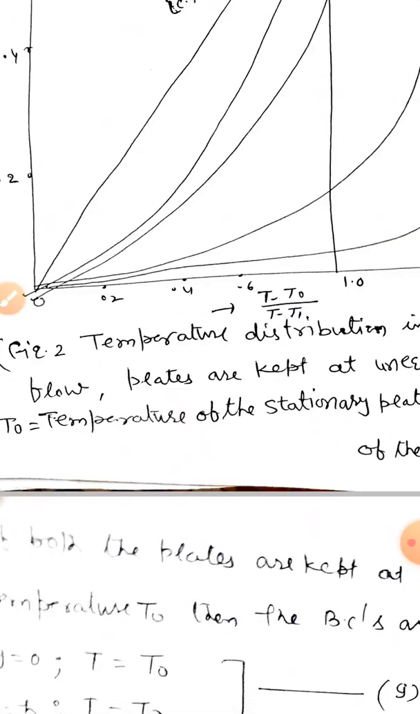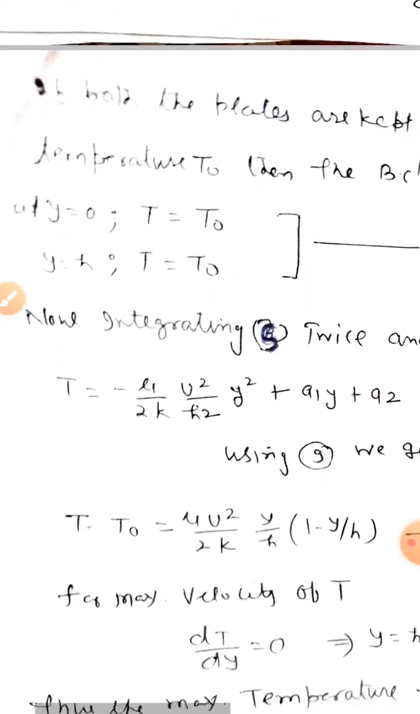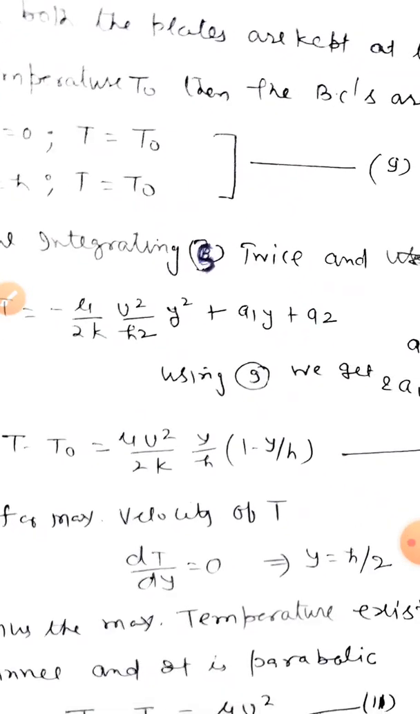If we consider that both plates are kept at the same constant temperature, then the boundary condition is changed. Then the boundary conditions become: at y is equal to 0, T is equal to T0, and at y is equal to h, T is equal to T0. This is equation number 9.